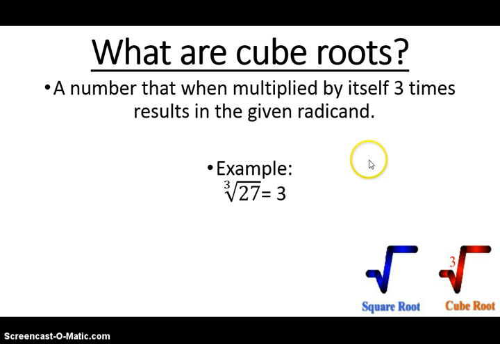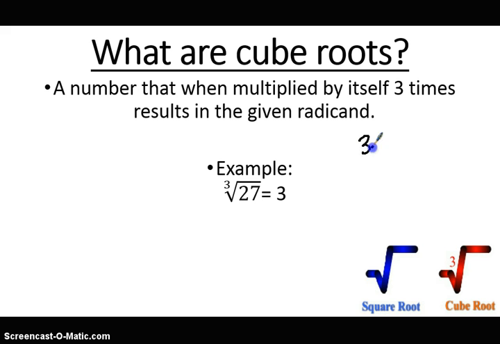Now let's first talk about what cube roots are. A cube root is a number that when multiplied by itself 3 times results in the given radicand. So as you see in this example, the radicand is 27. We want to know the cube root of that. That's how you would read that, the cube root of 27. And it is 3 because 3 times 3 times 3 makes 27. 3 times 3 is 9, and 9 times 3 is 27. If you multiply 3 times, you will get 27. This is a perfect cube root.